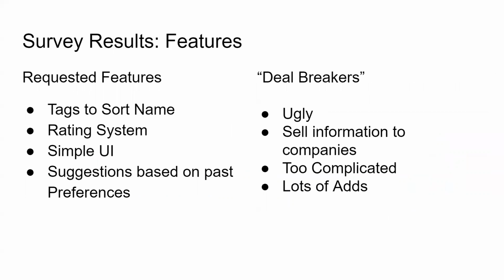Things people want to see: they want to be able to look or sort the names. They want to have a rating system so they can rate each name. They want a simple UI, and they want suggestions based on past preferences. Some things that people don't want to see: they don't want the UI to be ugly, and they want the way everything's presented to look nice. They don't want their information sold to other companies. They don't want it to be too complicated, and they don't want lots of ads in the application.